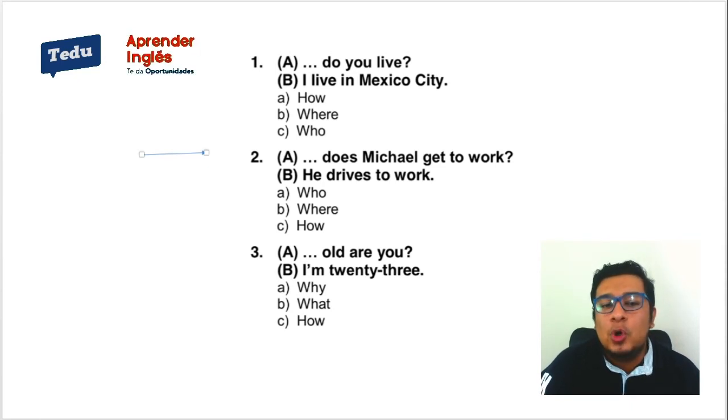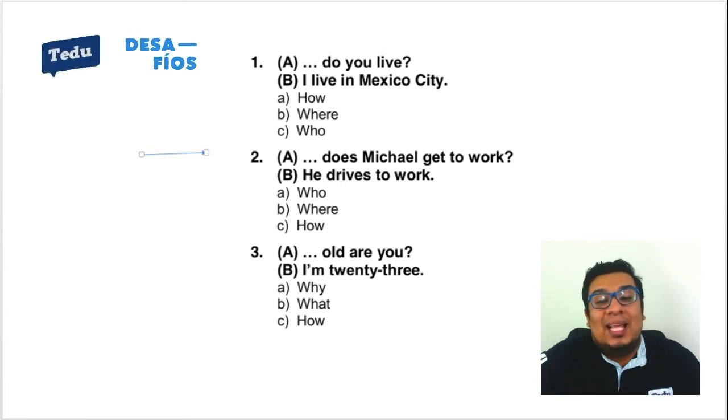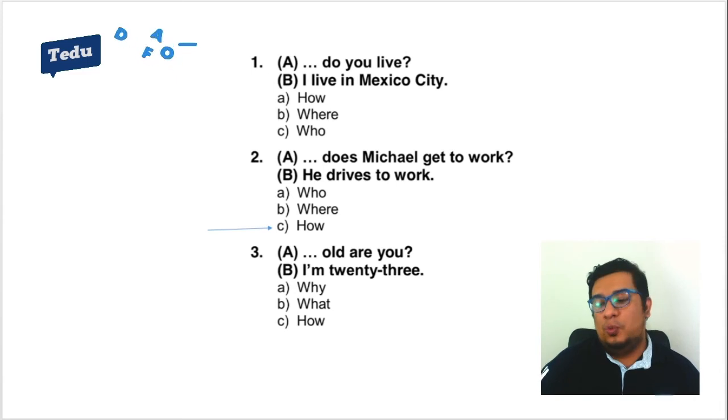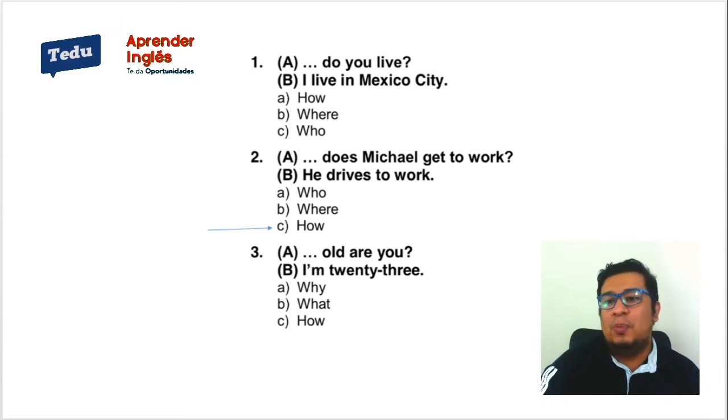So, si yo tengo who does Michael get to work, es con quién, y dice he drives to work, entonces no es la opción correcta. Si digo where, me estaría dando un lugar específico. Por lo tanto, la respuesta me está explicando cómo llegar al trabajo. So that's why the best option here is how. How does Michael get to work? That's the correct option, all right?